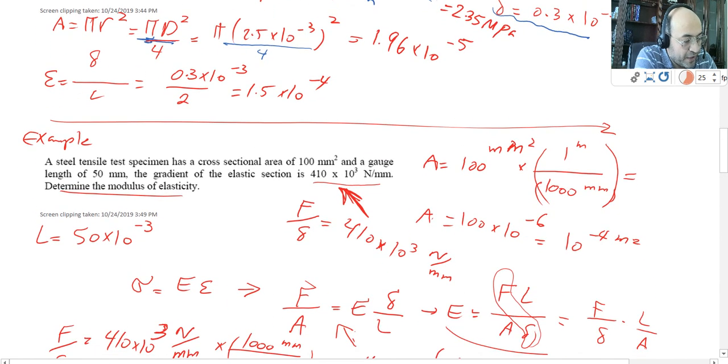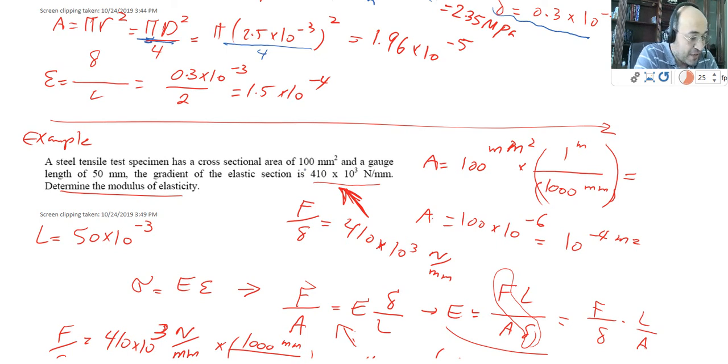The other example I have is a steel specimen has a cross-sectional area of 100 meters square. This time they give me the area. I don't need to go through the calculation to find the area. It's already given to me. And then the length of the gauge is 50 millimeter. The gradient of elastic section is 410, again, they give me the force with respect to the length of it. Determine the modulus of elasticity.